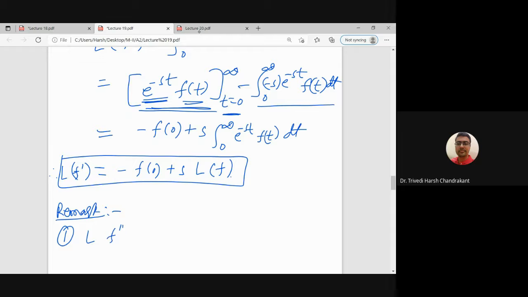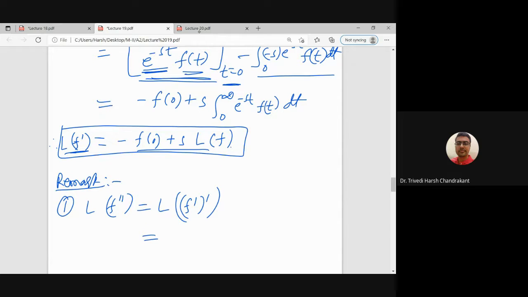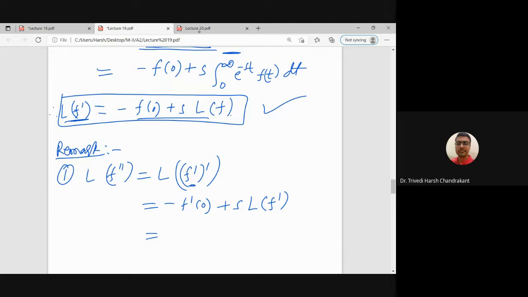So what is the Laplace transform of the second derivative? First we will apply it for f dash. The second derivative is the derivative of the first derivative. If we apply this formula for f dash, we shall get minus f dash 0 plus s times Laplace transform of f dash. And then again we use the same formula for f dash: Laplace of f dash is minus f0 plus s times Laplace of f, so we get plus s times minus f0.